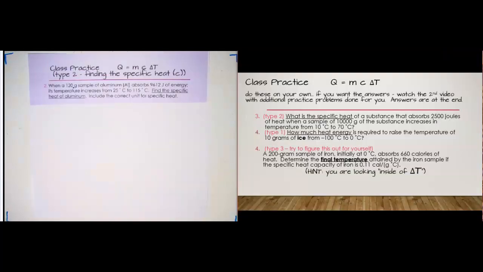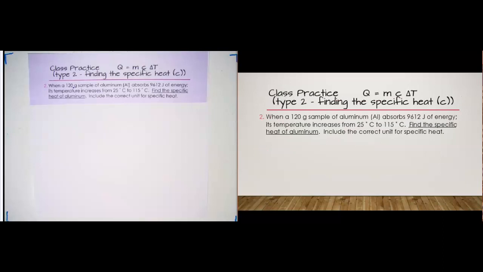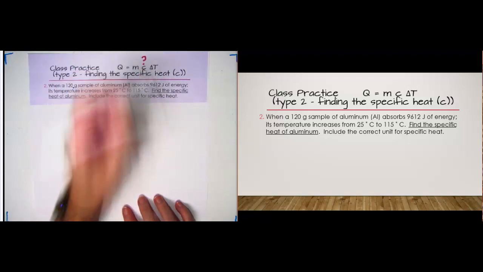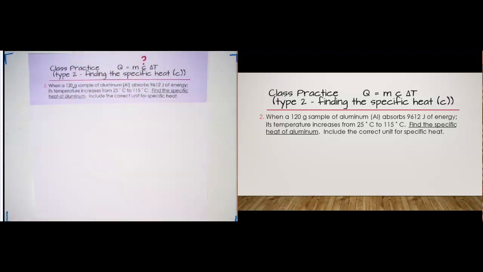Hi guys. So we have a second practice problem. This is a different type. The first time we were actually using the equation as written, Q equals mc delta T. In this particular case, what we are looking for is the C. So we have to rearrange the equation.